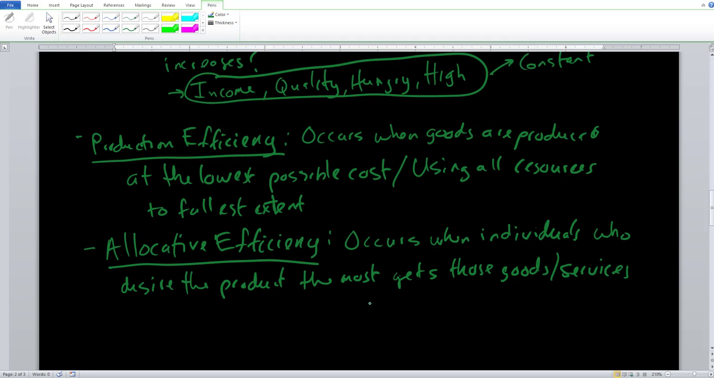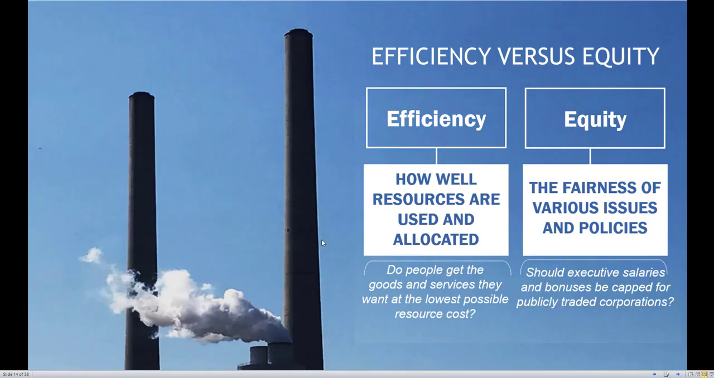However, would you consider this outcome to be fair or equitable? It wouldn't necessarily be fair or equitable because there's over 100 of us in this class, but we only have one ticket. A more fair outcome would be to put everybody's name into a hat, and whoever's name gets drawn at random gets this one ticket. And that's where we deal with issues of equity instead, the fairness of various issues and policies.